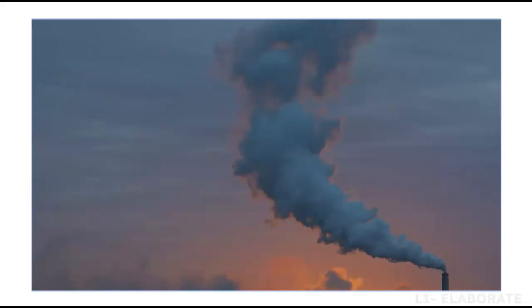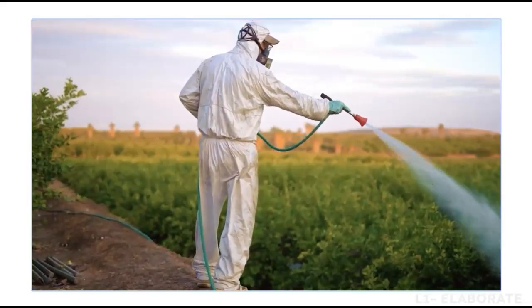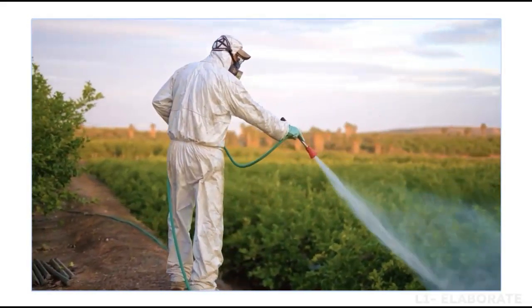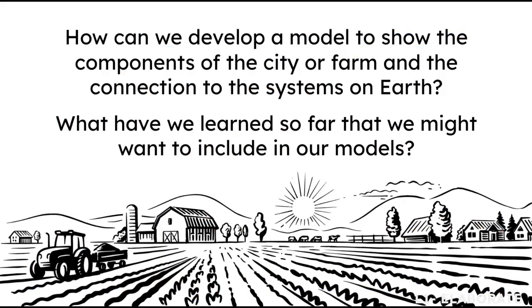To begin the Elaborate portion, you'll re-watch the video from the Engage. You'll tell students that they want to think about their community as a part of the Earth, and they are going to create a model of a local city or farm. You'll let students know that they can choose to draw their own models, or they can decide as a class what everyone will be developing a model of. You'll ask how they can develop a model to show the components of a city or farm and the connection to the systems on Earth, and what they have learned about so far that they might want to include in their models.